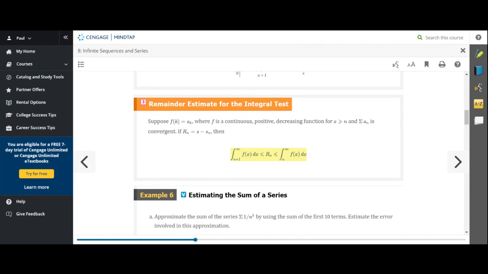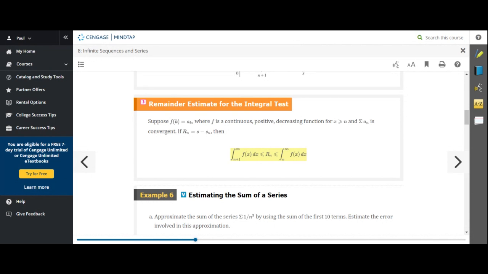The error in the approximation, or the remainder R sub n, is less than or equal to the improper integral from n to infinity of f of x dx, and it's greater than or equal to the improper integral from n plus 1 to infinity of f of x dx. So this is the remainder estimate for the integral test.